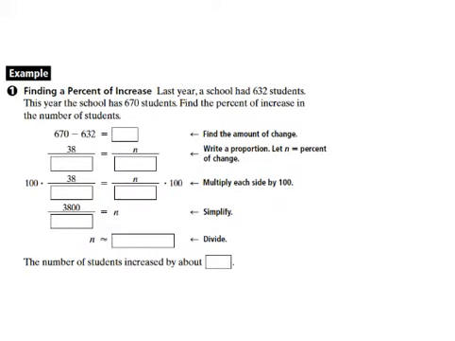Now let's take a look at some examples. There is a little phrase that helps us set up every single percent of change problem. The phrase is new minus old over old. What this means is you're going to take the new amount minus the old amount, which is finding the difference between the two, and you're dividing it by the old amount. That gives us our percent of increase or percent of decrease. So again, new minus old over old will work out every single percent of increase or decrease problem.